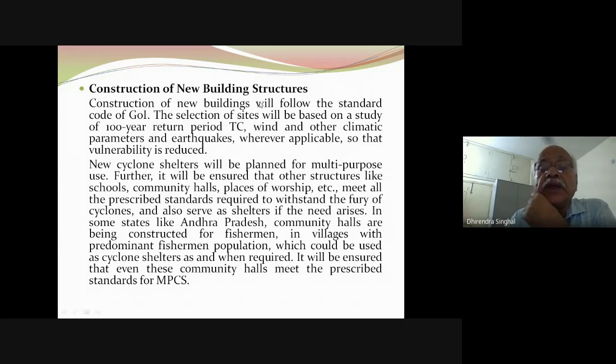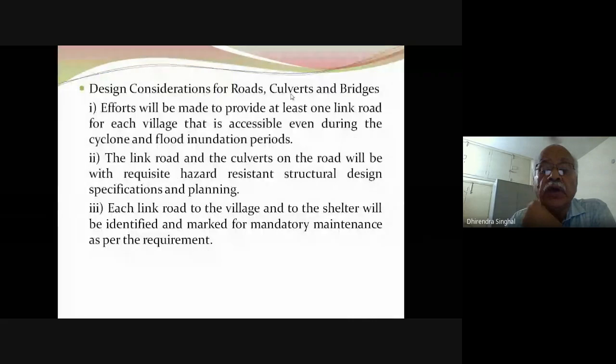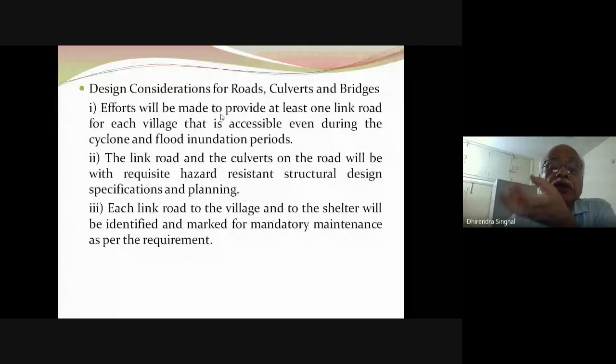Construction of new building structures. I told you that we are going mainly for multipurpose cyclone shelters. Now, roads, culverts, and bridges. An important part is that each village must be connected with an all-weather road. Whatever the cyclone, we should have access. That's why efforts will be made to provide at least one link road for each village that is accessible even during the cyclone and flood inundation periods.